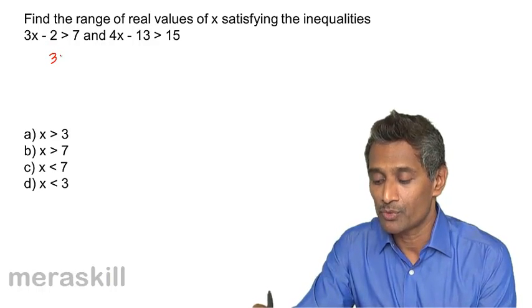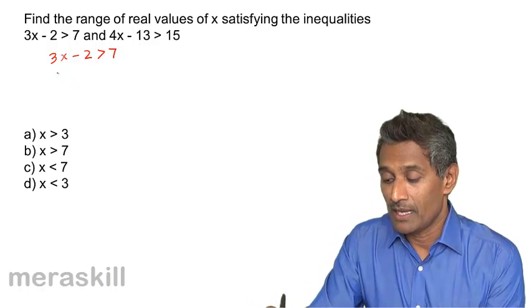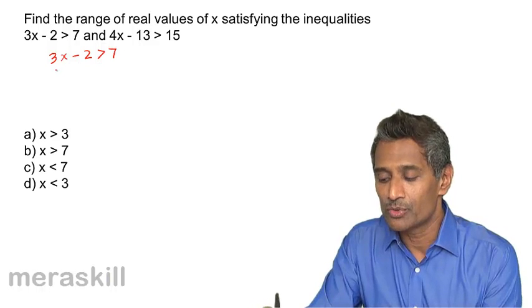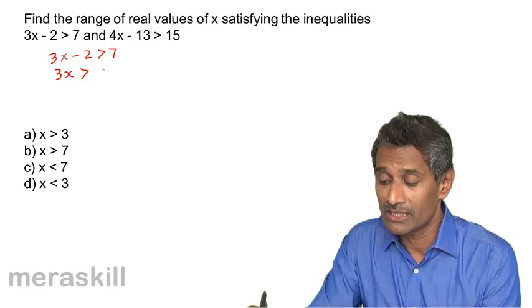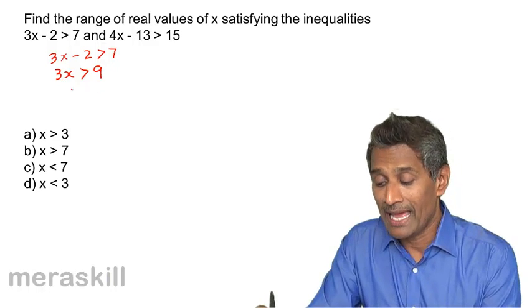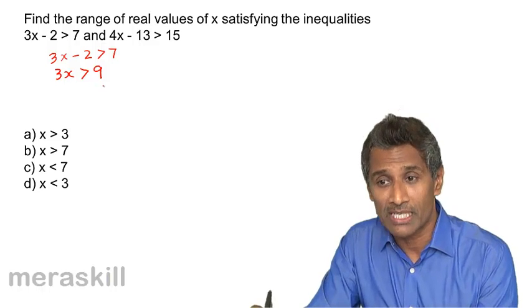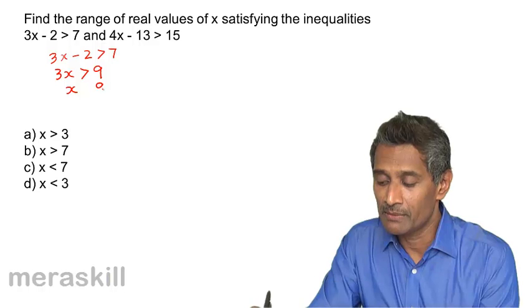So we have 3x minus 2 greater than 7, and we need to take 2 to the other side, which means we add 2 to both sides. So we have 3x, there is no change in the rule, 7 plus 2, 9. And then we divide both sides by 3, which means that you're going to take the 3 to that side, divide 9 by 3.